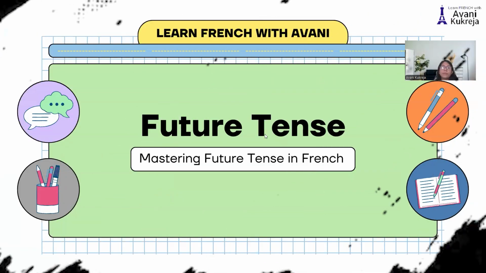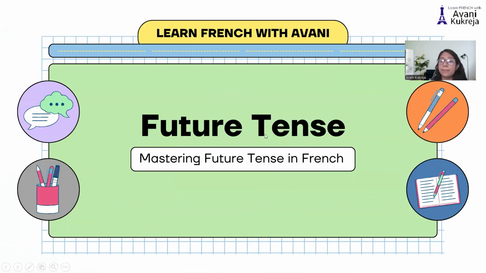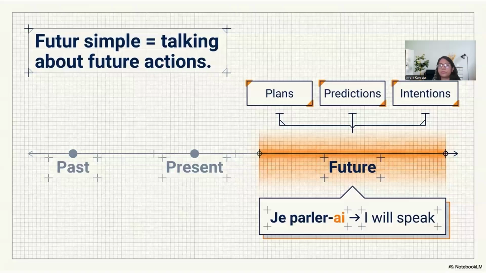Okay, so the topic for today is the future simple, which is the future simple tense. That's what we're going to start with today. I just hope you guys have revised ER ending verbs, IR and RE ending verbs, and irregular verbs, because then future tense will make more sense. When we're talking about the simple future tense, it's basically talking about future actions, your plans, your predictions, your intentions.